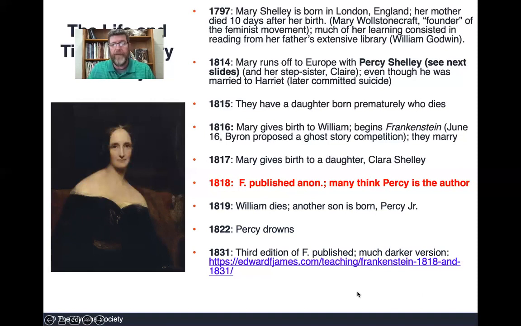So here we go. Now from 1831, for the next 20 years, Mary Shelley writes a number of novels. And I haven't read all of them. I have read some of them. My favorite is a novel called The Last Man. It's pretty fascinating.